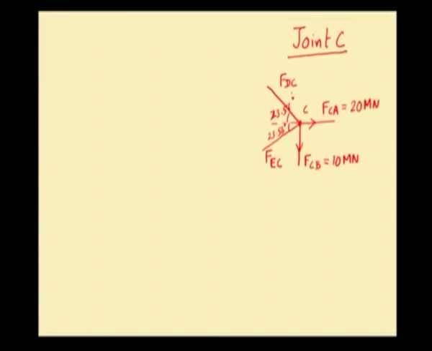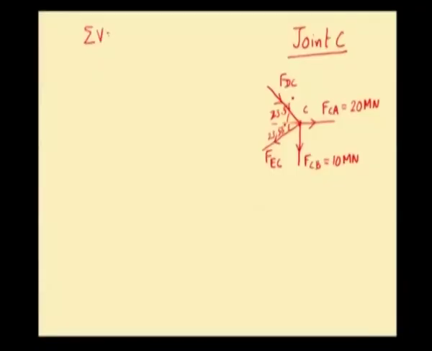Now, for FDC I am assuming compressive force. So, arrowhead is pointing towards the joint, and for FCE I am assuming tensile force. So, arrowhead points away from the joint. After assuming suitable nature of force for all the members, we shall apply the conditions of equilibrium. The first condition will be sigma V equal to 0, algebraic sum of all vertical forces equal to 0. FCA is a horizontal force, it does not have any vertical component. FCB goes in the downward direction. So, it is minus FCB.